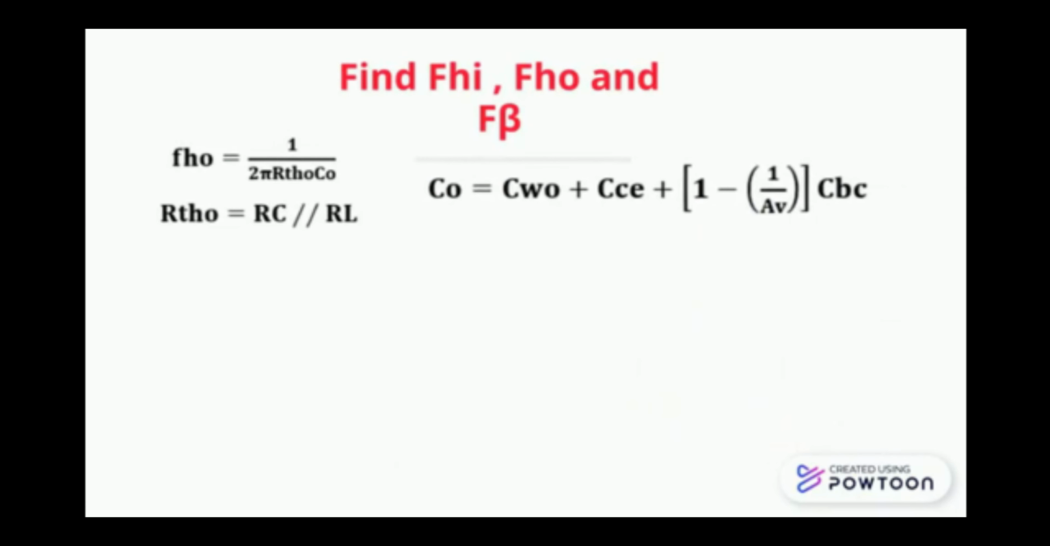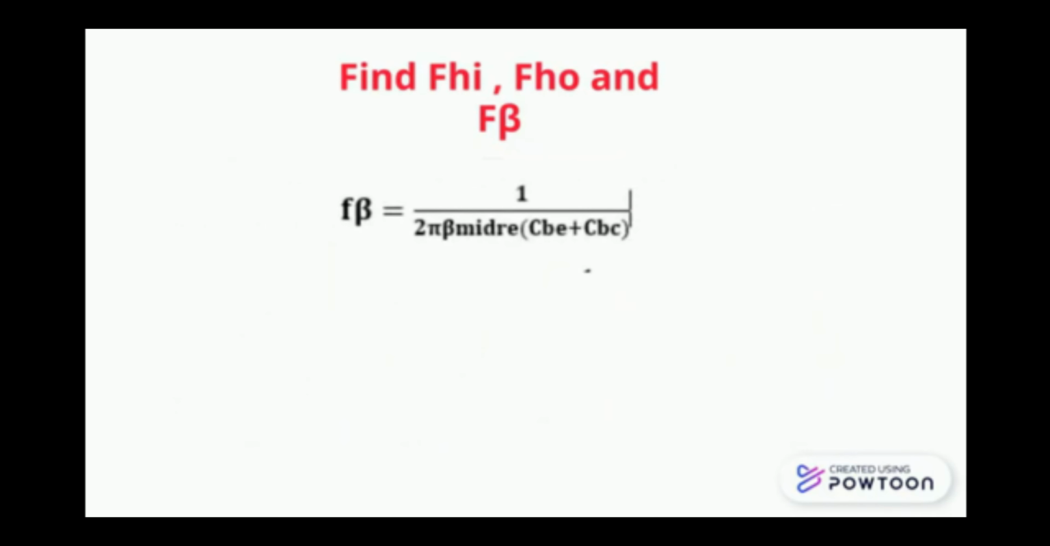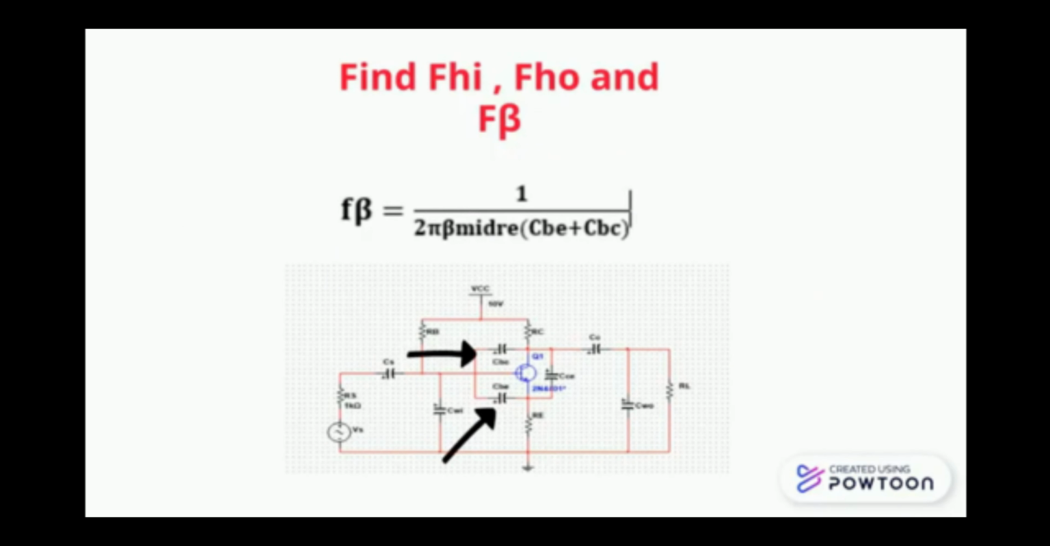For the FHO, which is the frequency high output, the formula is 1 over 2 pi times RTHO times CO. For the RTHO, it is RC in parallel with RL. For the CO, it is CWO plus CCE plus 1 minus 1 over AV times CBC. For the F beta, the formula is 1 over 2 pi times beta mid RE times CBE plus CBC.